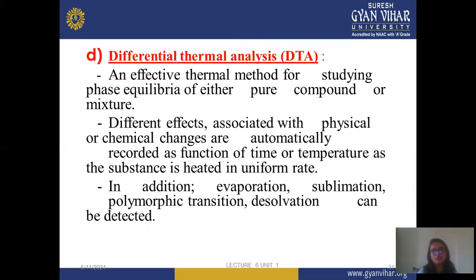In this DTA method, various types of phase behavior are obtained. It is mainly based on physical and chemical changes, and when physical or chemical changes take place, it records all readings automatically with respect to time and heat. Other than this, changes like addition, evaporation, and sublimation also take place. Polymorphic transformation and dissolution are also detected in DTA.